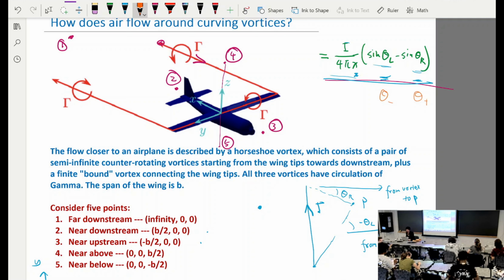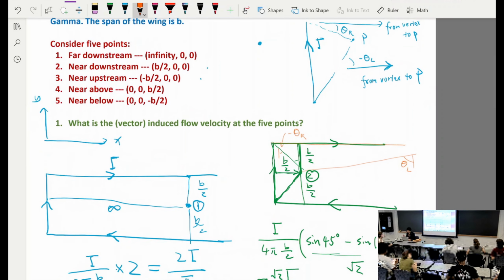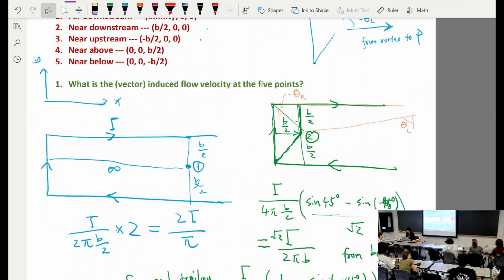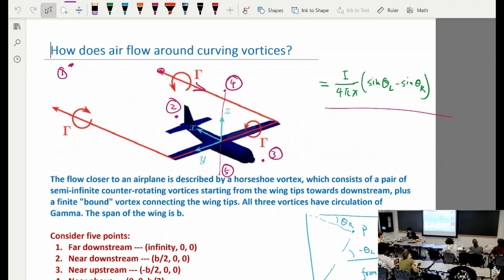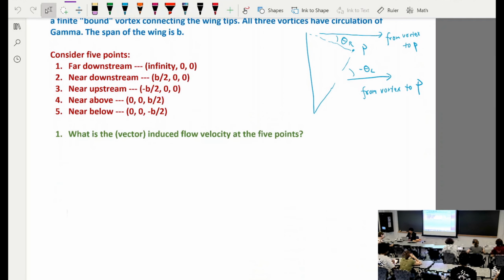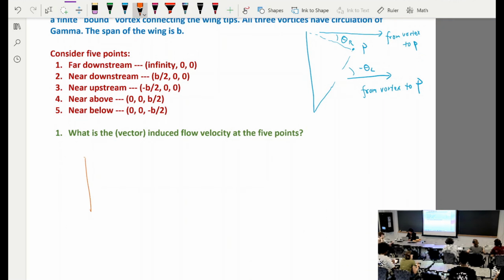Okay. Maybe it'll be clearer if I give example number 3, because example number 3 actually involves some other angles, different from this example. Okay, so number 3, near upstream. Here the vortex goes like this, and this. The vortex is still the same, but now we're looking at this point, number 3.